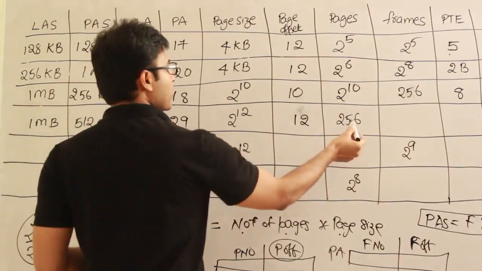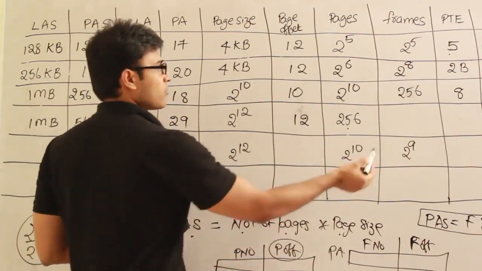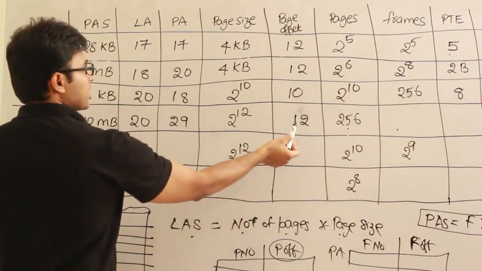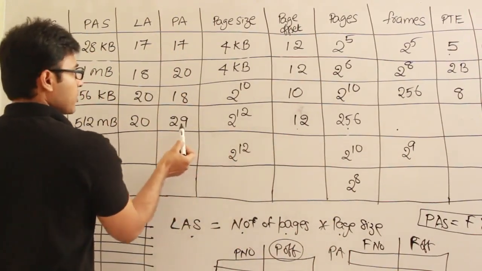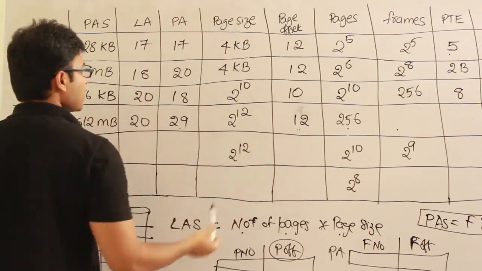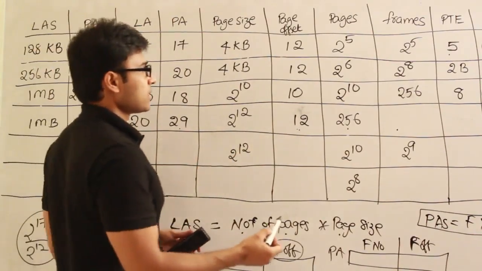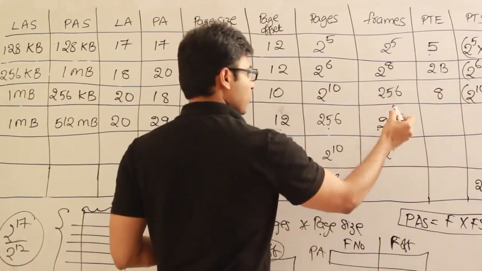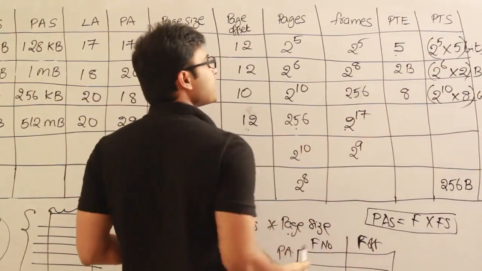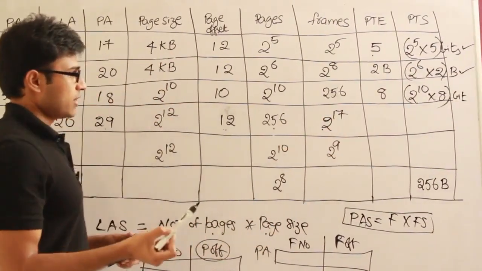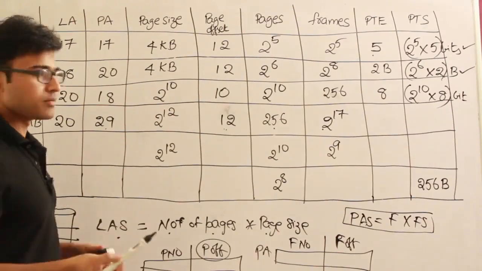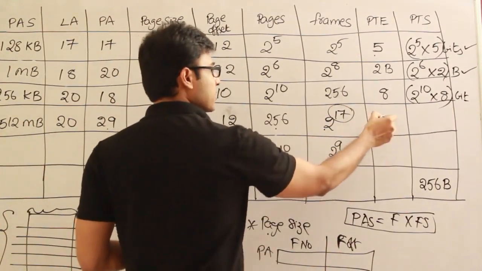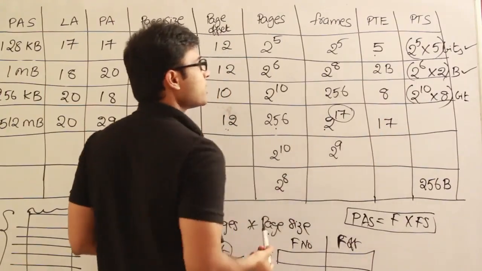And what about the number of pages? It is already given. What about the number of frames? Now to get the number of frames, you have to subtract this page offset from the physical address. From 29, if you subtract 12, it is going to be 17, isn't it? Therefore the number of frames is going to be 2 power 17. Got it? And what will be the page table entry size? Page table entry size is nothing but the number of bits used to represent the frames, right? So how many bits are required to represent the frames? If these many frames are there, 17 bits are used to represent the frames, right?